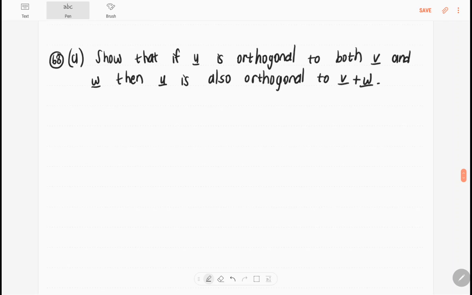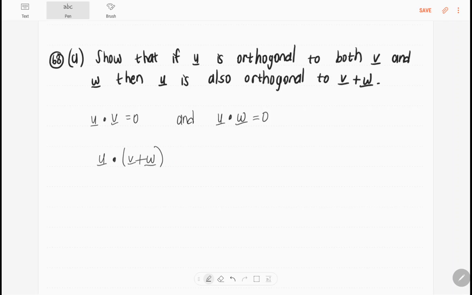Number 68a asks us to show that if u is orthogonal to both v and w, then u is also orthogonal to v plus w. So firstly, if I know that u is orthogonal to both v and w, then I know that u dot v is 0 and u dot w is 0. So let's start with looking at u dot v plus w, because if I can show that this is 0, then u is also orthogonal to v plus w.